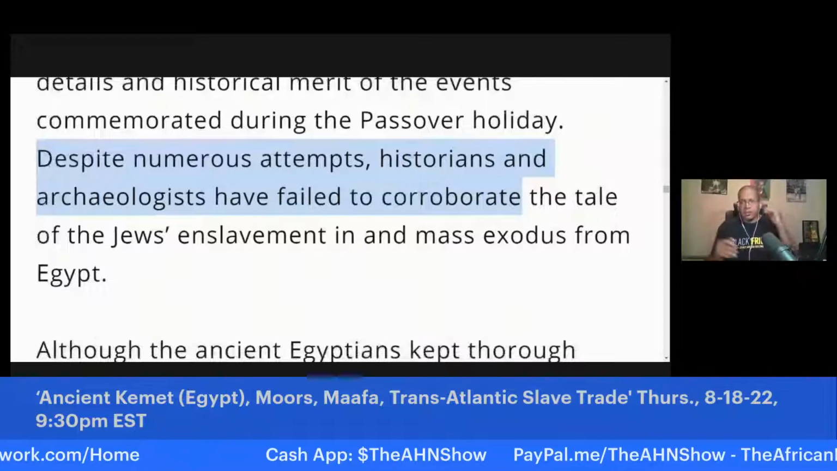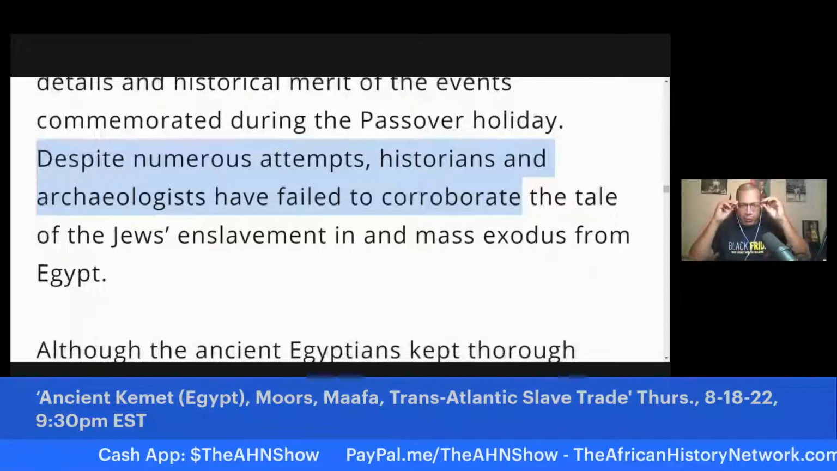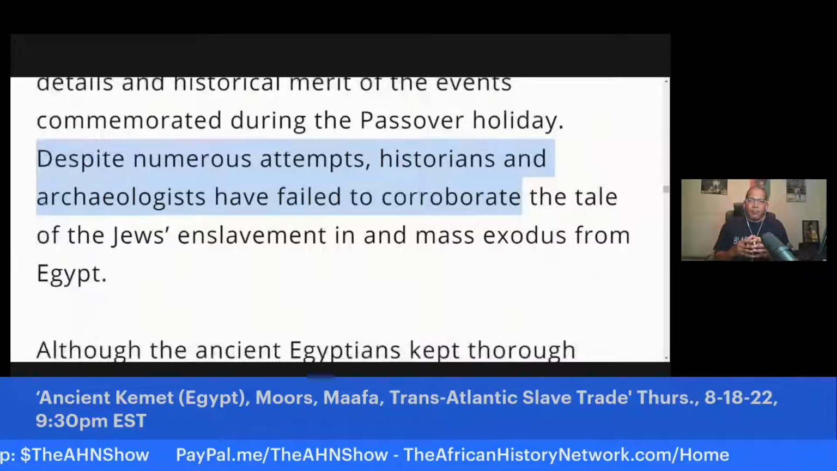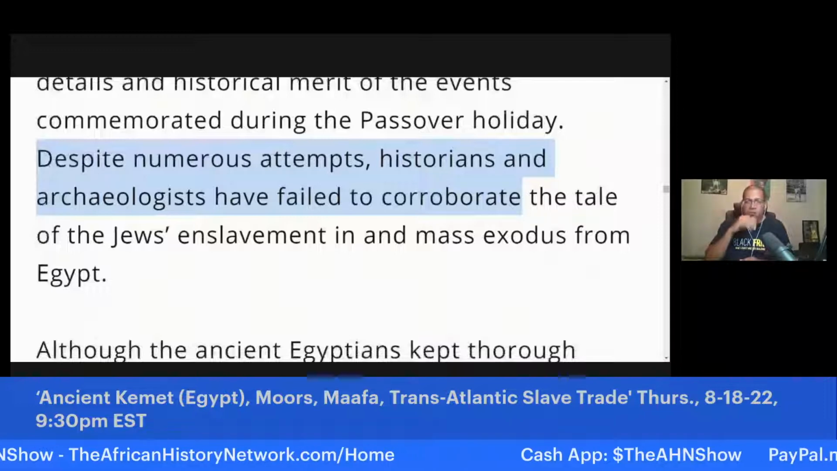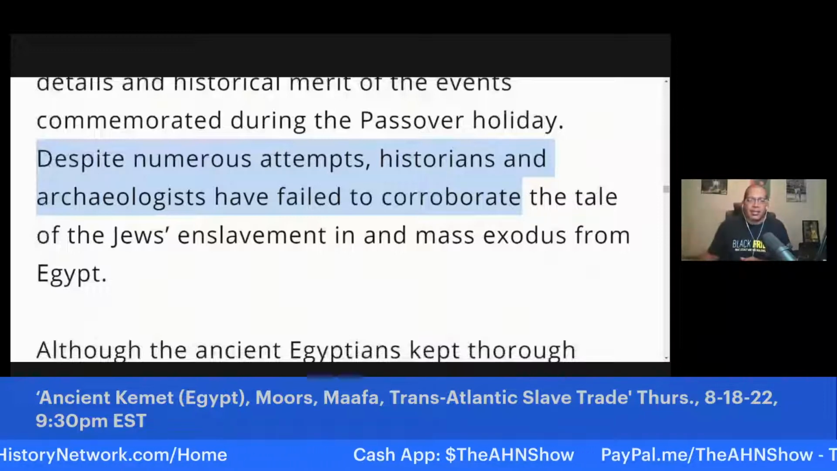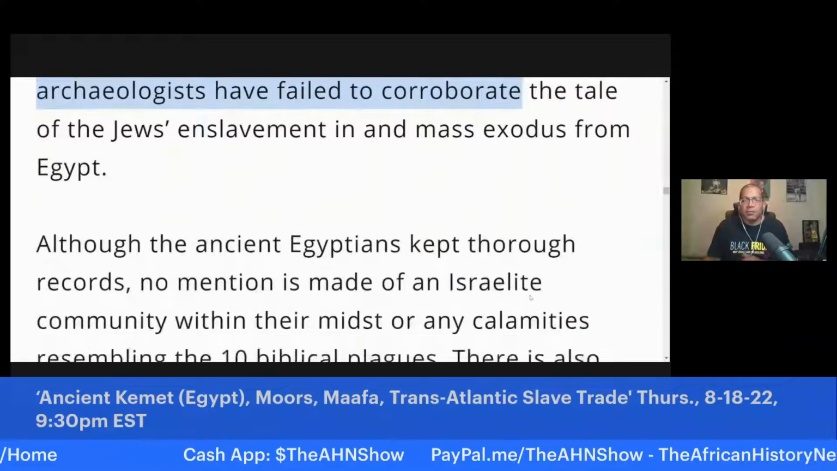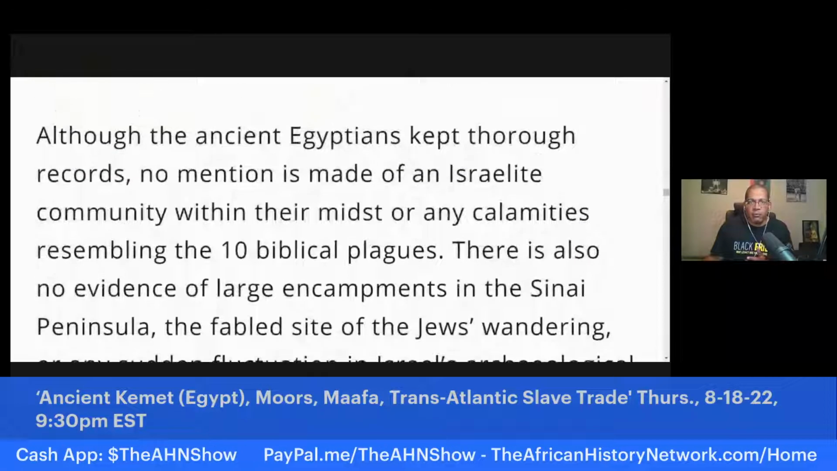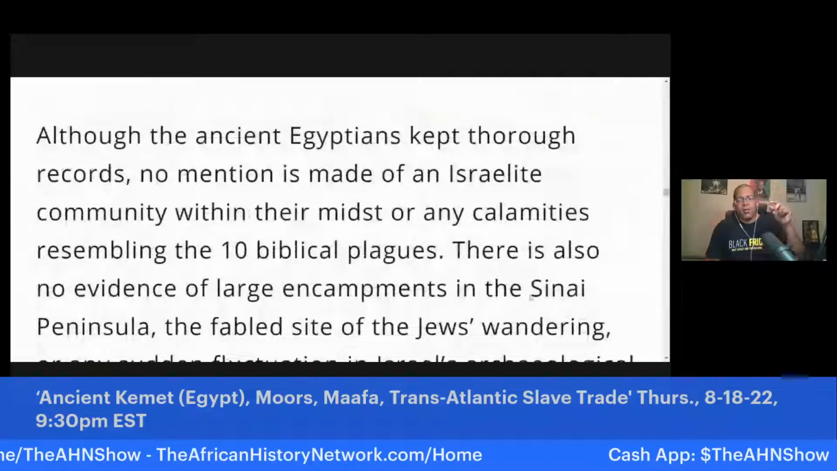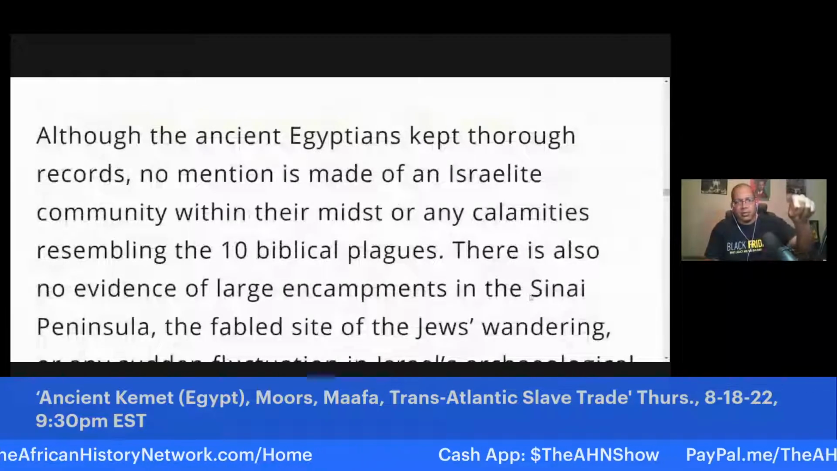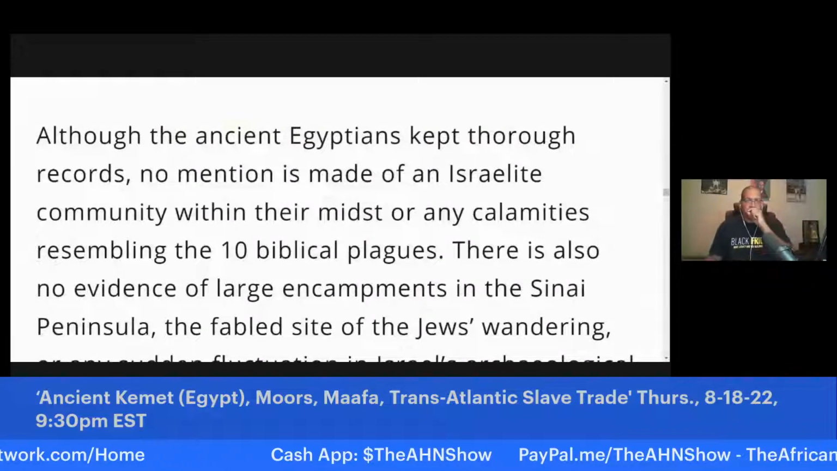Historians of different races, archaeologists of different races have failed to corroborate the tale, T-A-L-E, of the Jews' enslavement in and mass exodus from Egypt. Because it's supposed to be about 2 million of them in total leaving Egypt, and it said that they wandered in the desert for 40 years.